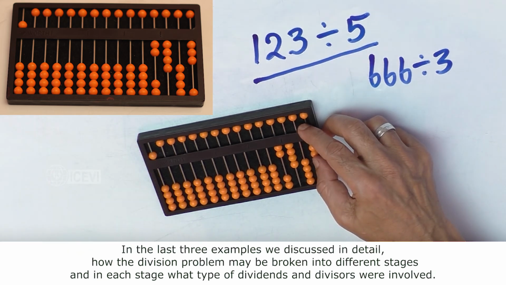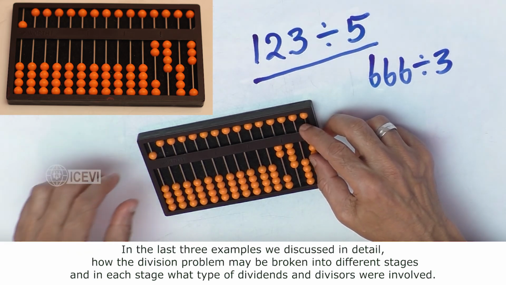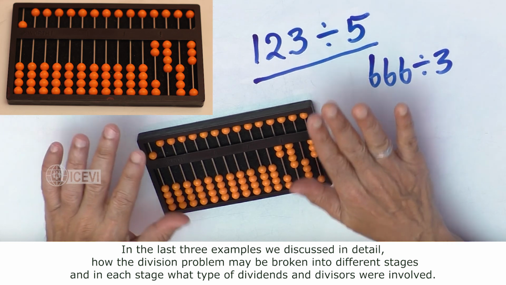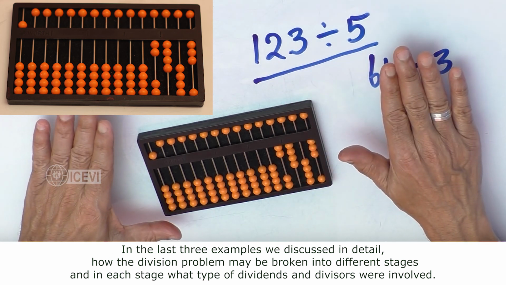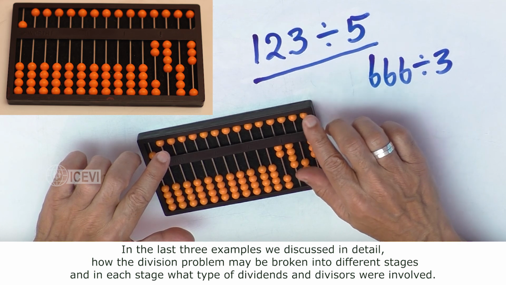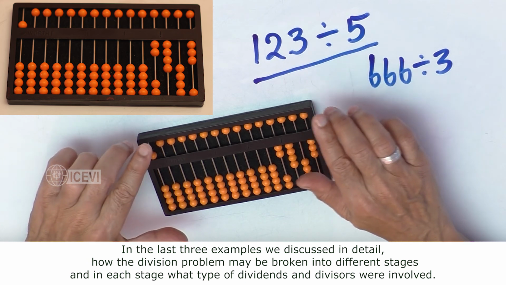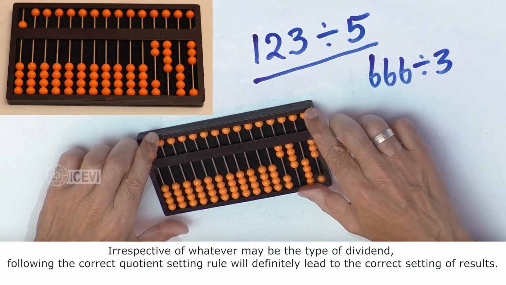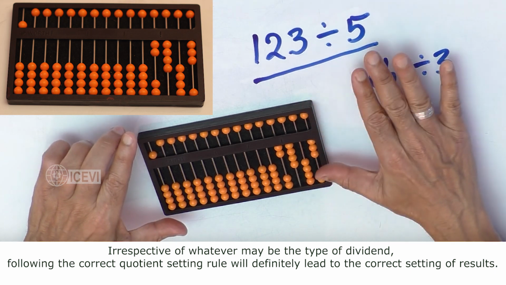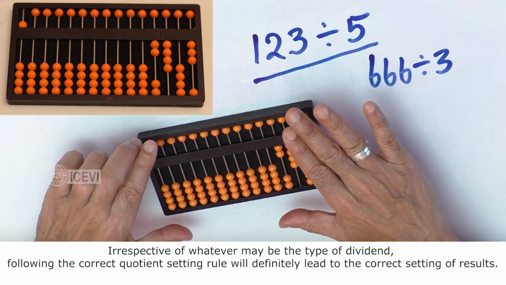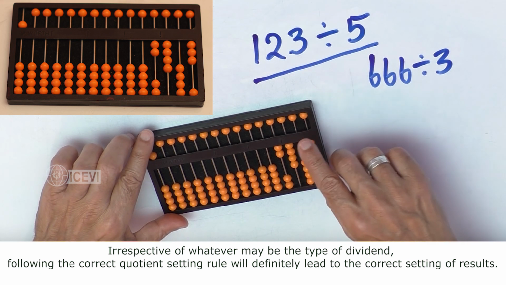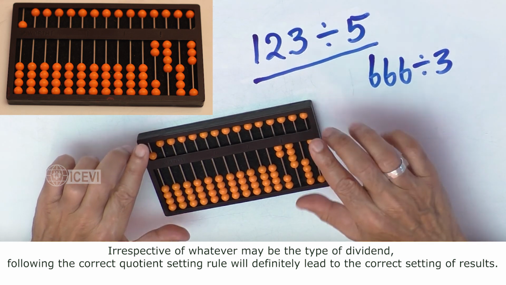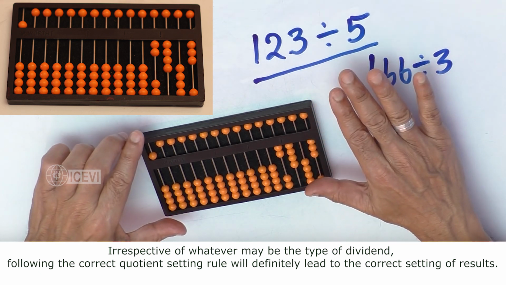In the last 3 examples, we discussed in detail how the division problem may be broken into different stages, and in each stage what type of dividends and divisors were involved. Irrespective of whatever may be the type of dividend, following the correct quotient setting rule will definitely lead to the correct setting of results.